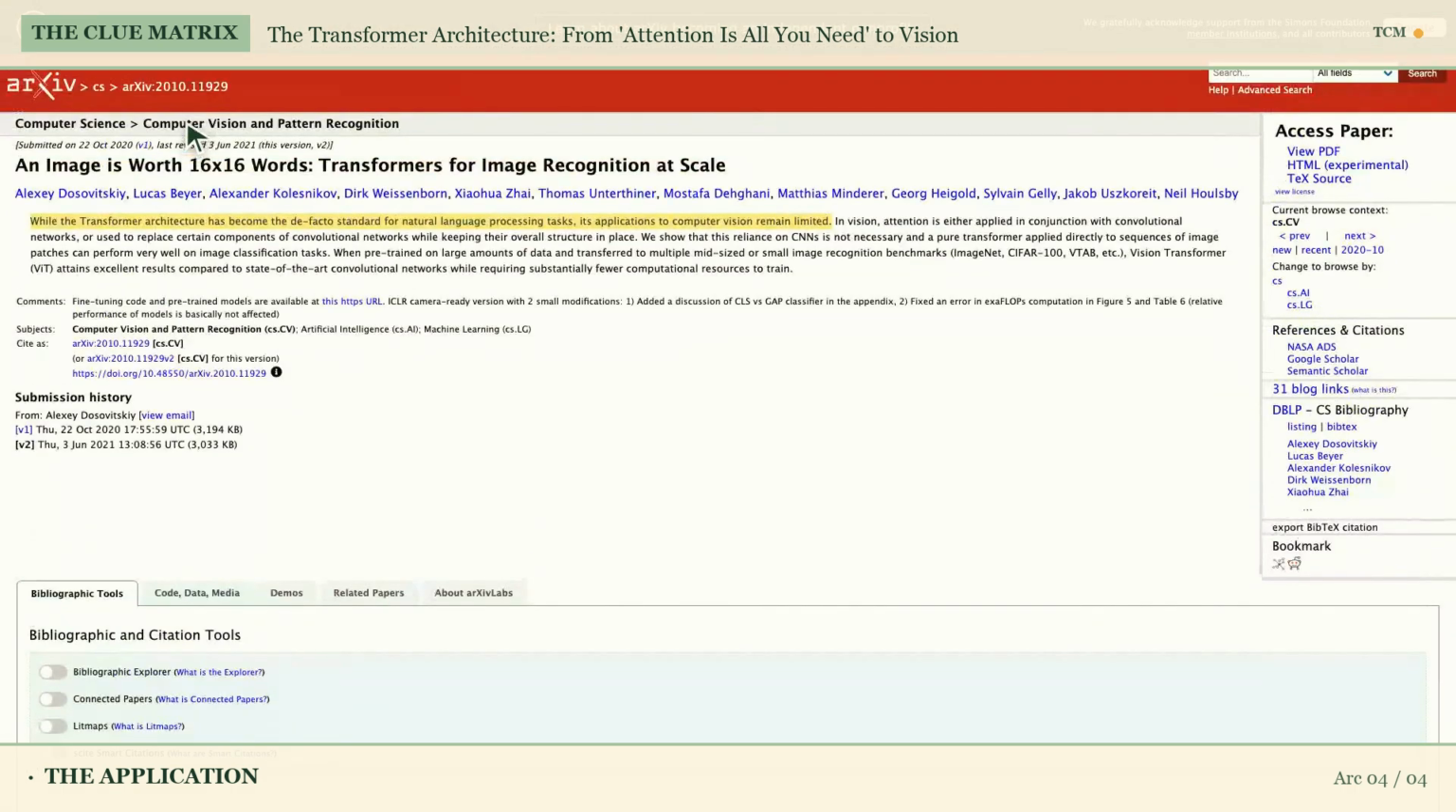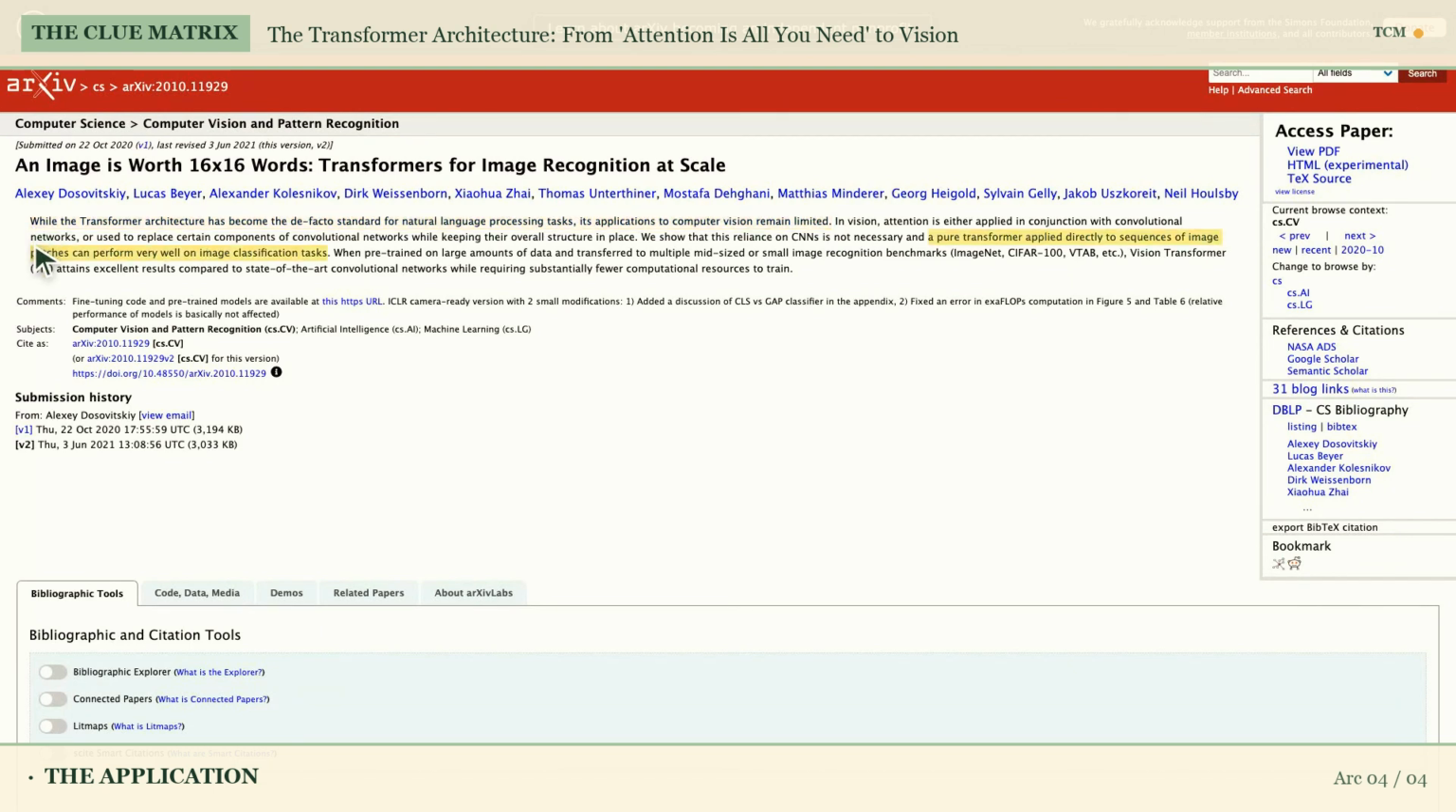The authors state, while the transformer architecture has become the de facto standard for natural language processing tasks, its applications to computer vision remain limited. They saw an opportunity to test the generality of the idea. So they're not just trying to squeeze it in, they're making a strong claim about the transformer's fundamental power as a sequence processor.